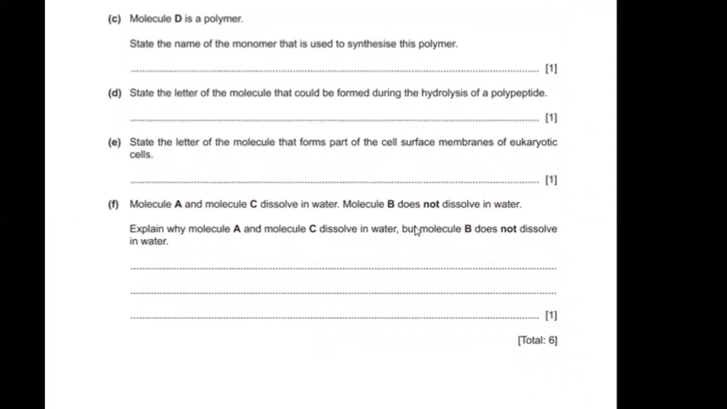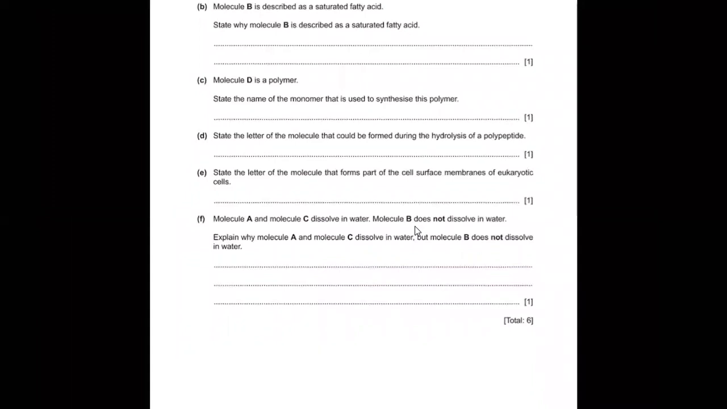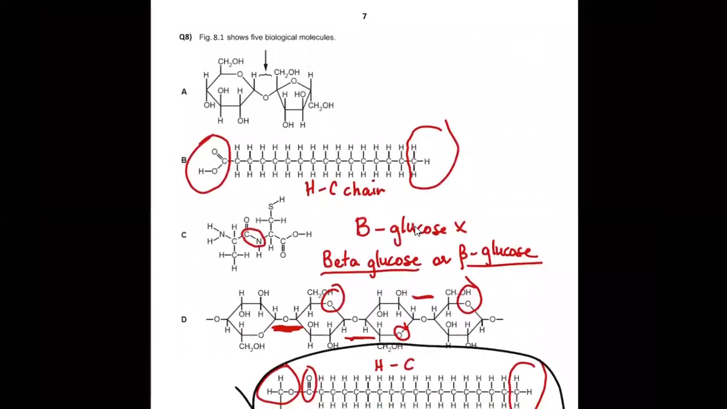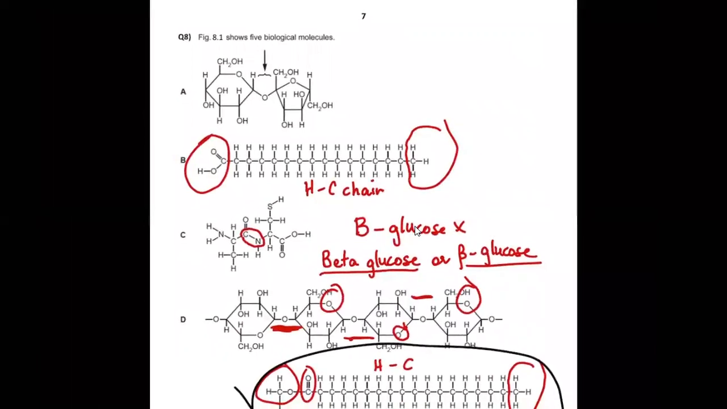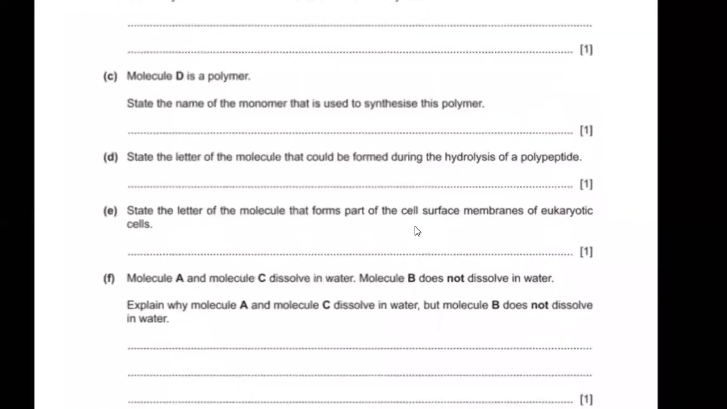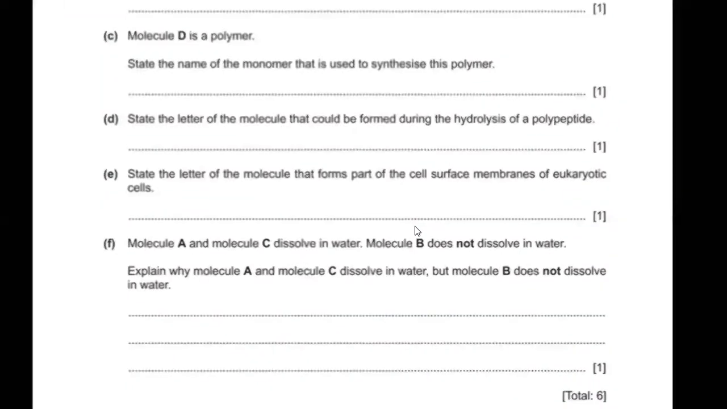D, state the letter of the molecule that could be formed during the hydrolysis of a polypeptide. C. State the letter of the molecule that forms part of the cell membranes of eukaryotic cells. It's E.